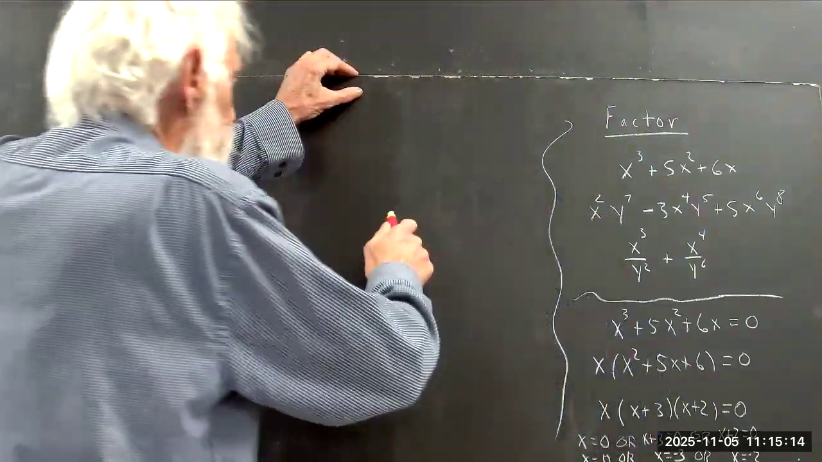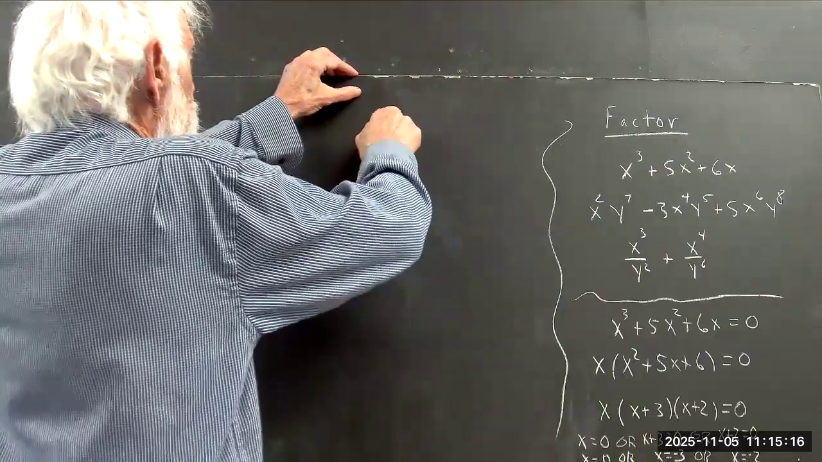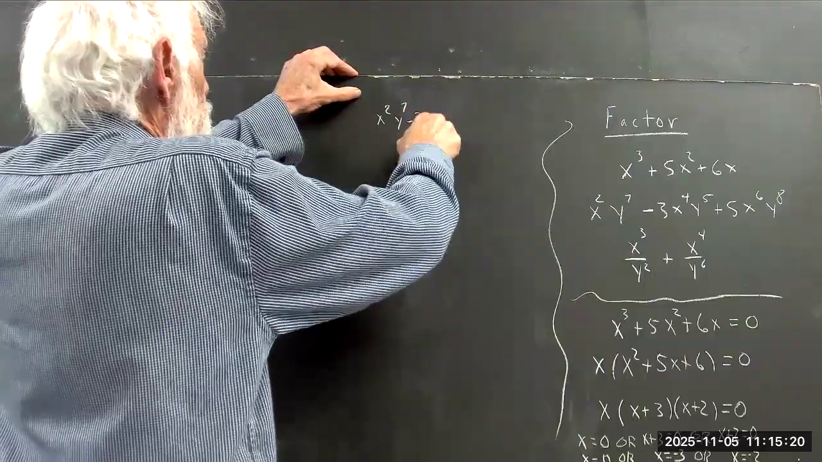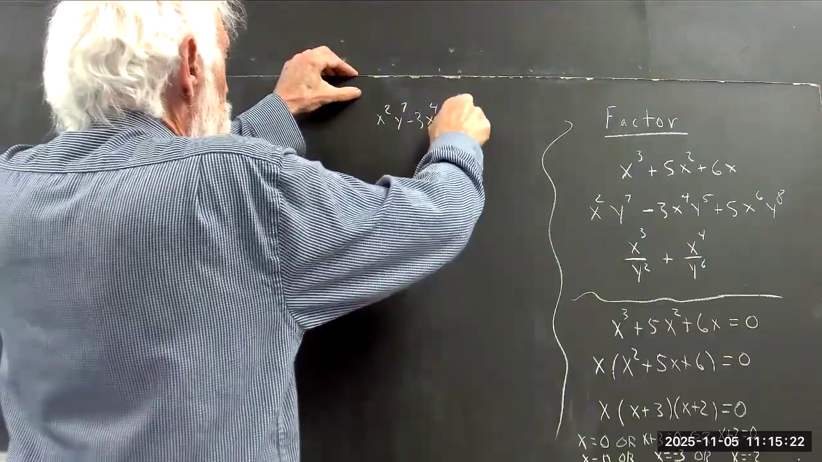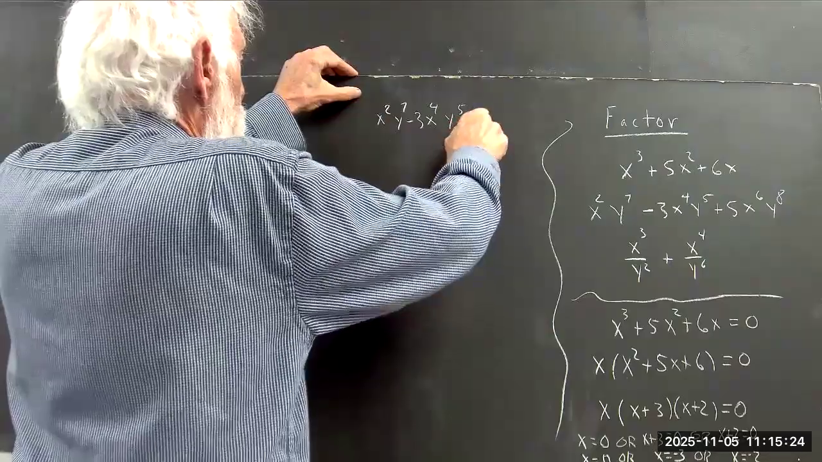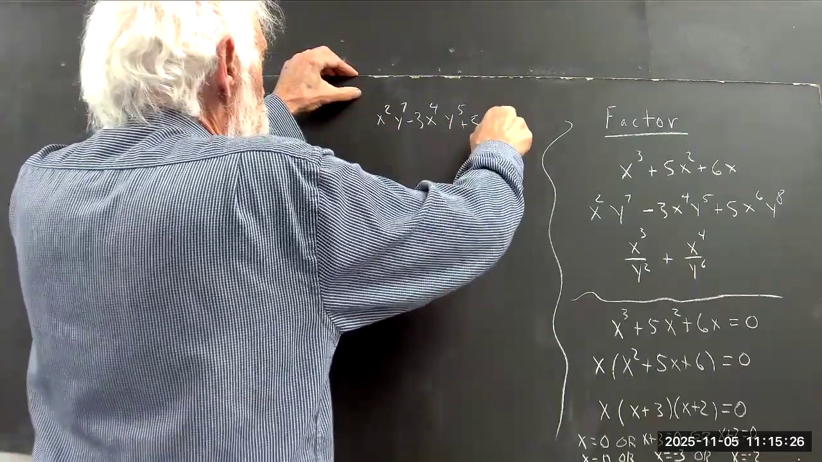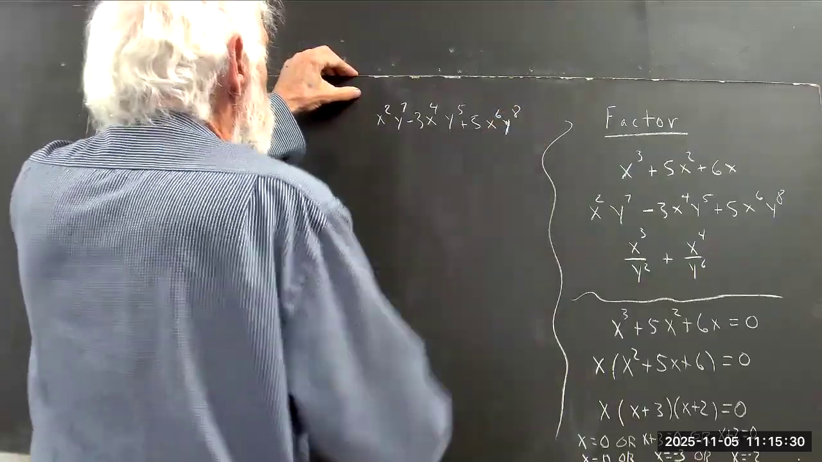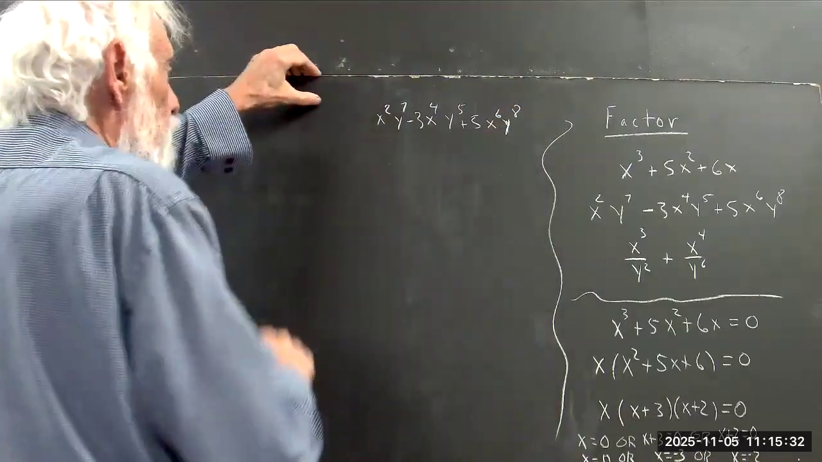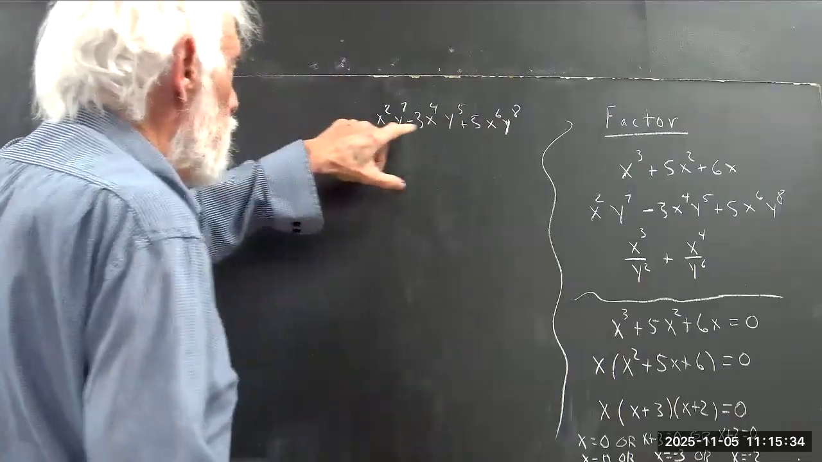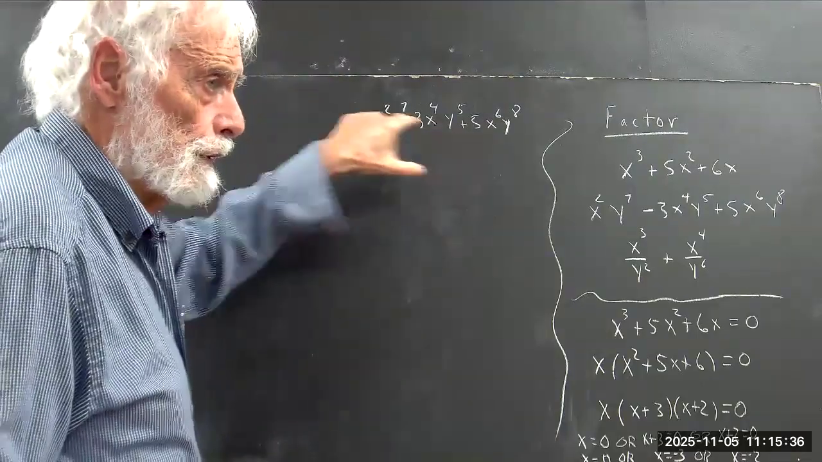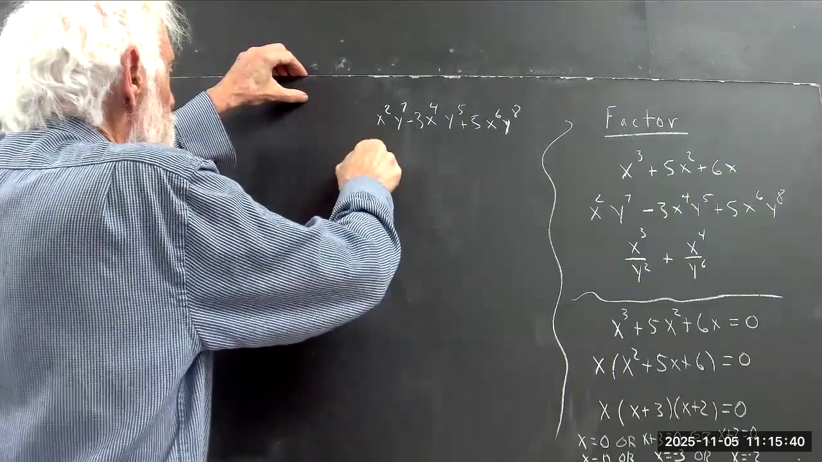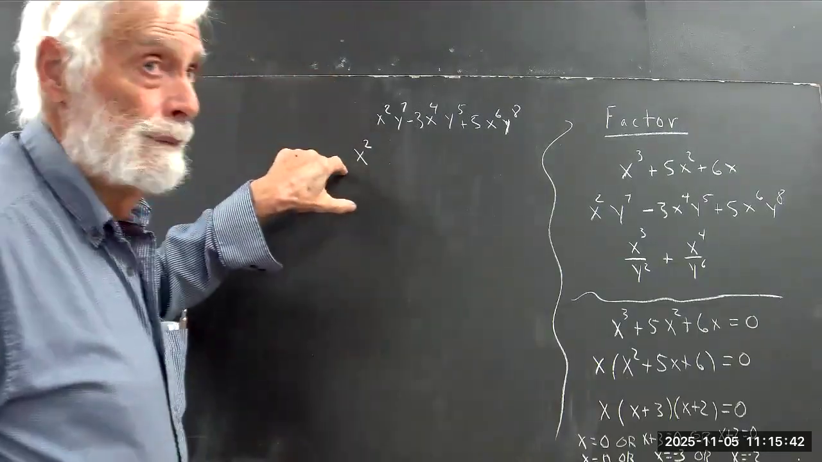Now, the second expression is x squared y to the seventh minus 3 x to the fourth y to the fifth plus 5 x to the sixth y to the eighth. What can we factor out? We have x squared, x to the fourth, and x to the sixth. The least power of x is 2. Every term has at least an x squared in it.